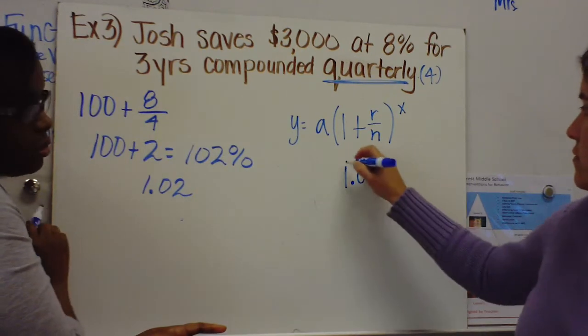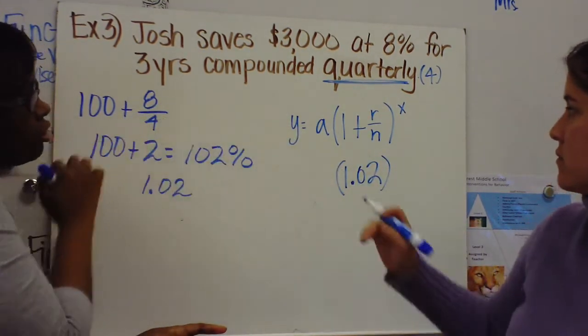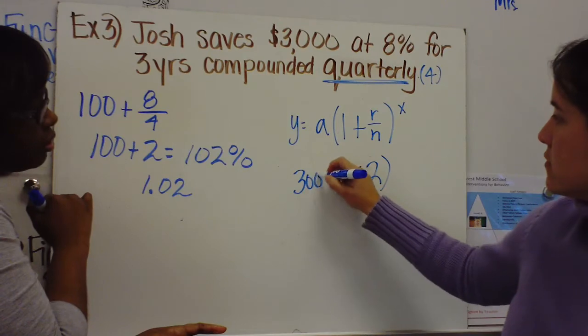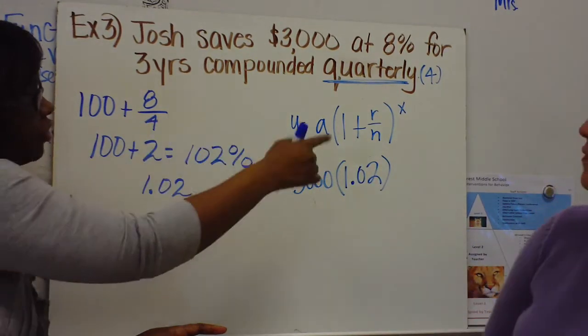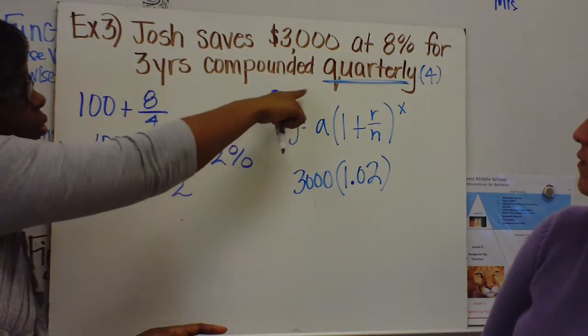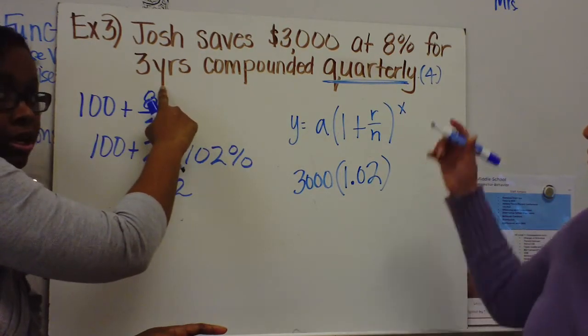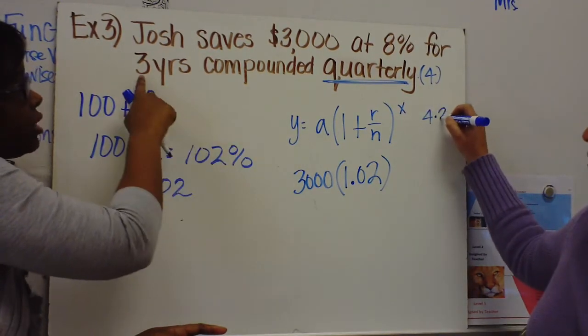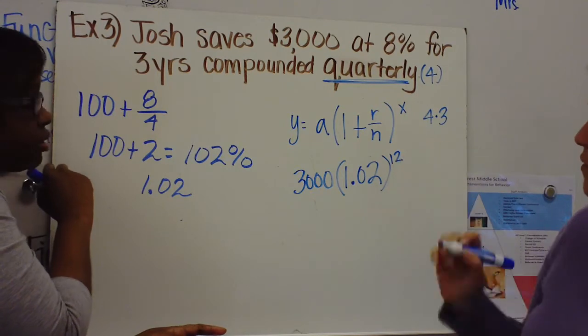So Ms. Hamlet is going to put that in parentheses. You're going to add your starting amount. And then we have to figure out our x value. So it happens quarterly, but it's happening for 3 years. So quarterly is 4, and 4 times 3 is going to happen 12 times.